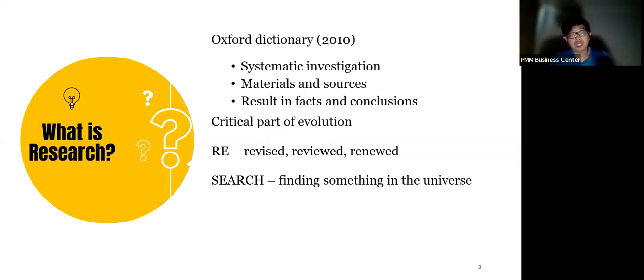Well, of course, there's no universal definition of research. According to the Oxford Dictionary, research could be defined as a systematic investigation and the use of materials and forces in order to create the results and reach the new conclusions. Indeed, research is a critical part of the evolutionary process. It concerns every field of studies in the world.